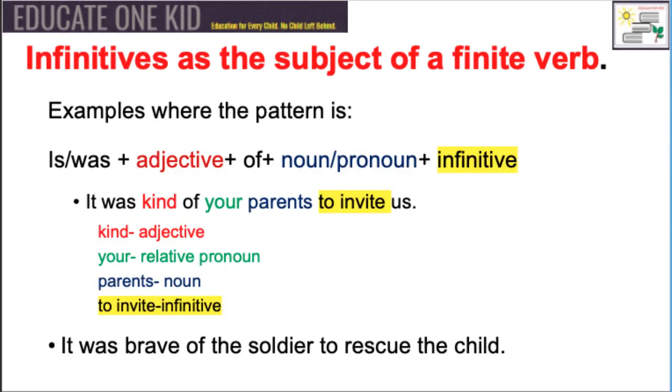This is another type where the pattern is or was plus the adjective plus of plus the noun or pronoun plus the infinitive. This forms the complete sentence. The sentence is, it was kind of your parents to invite us. Here you can see each of them has been linked to the adjective, pronoun, noun, and infinitive.